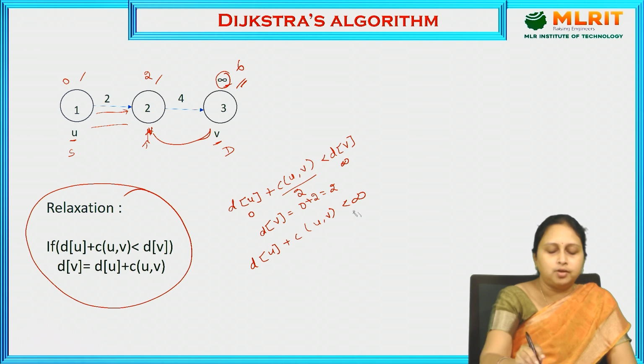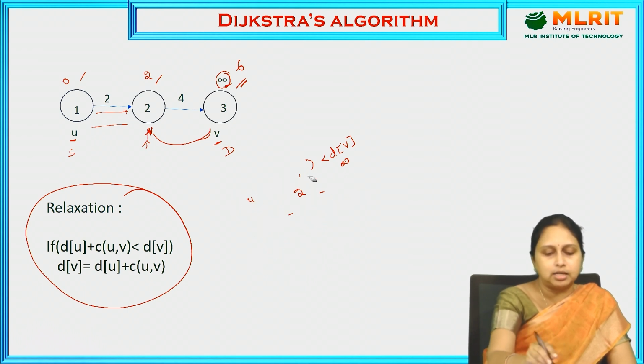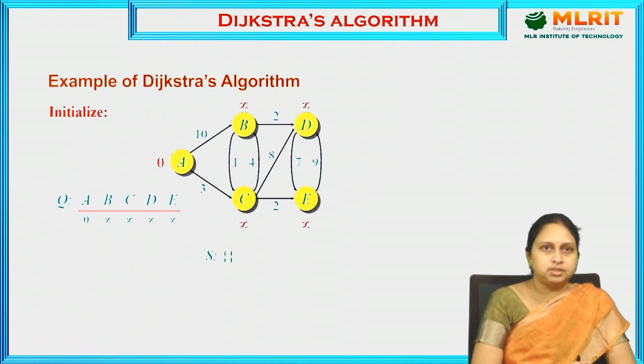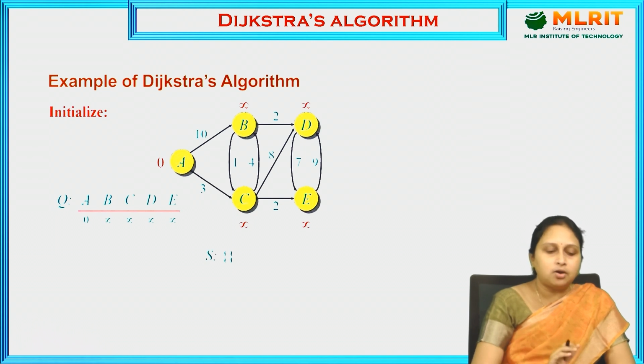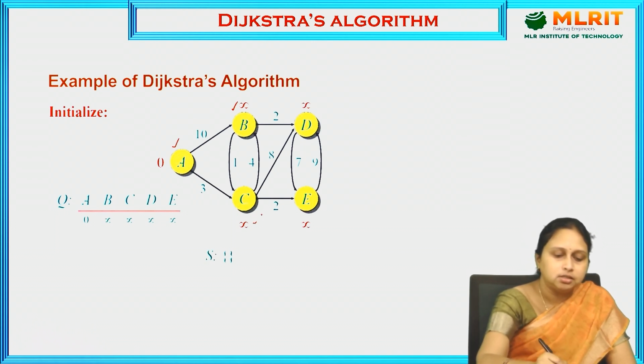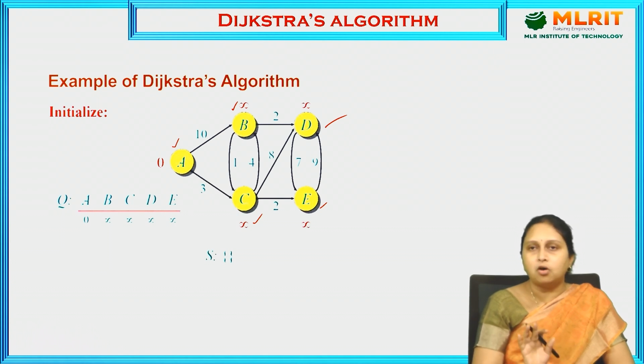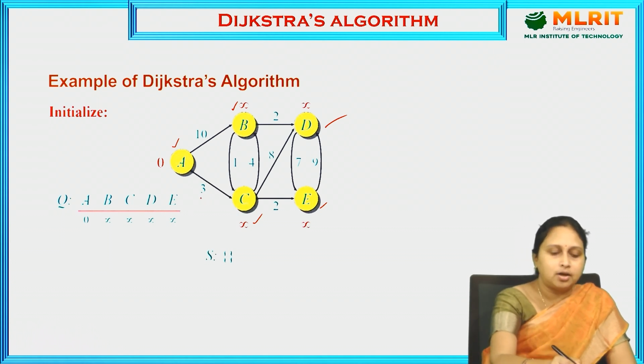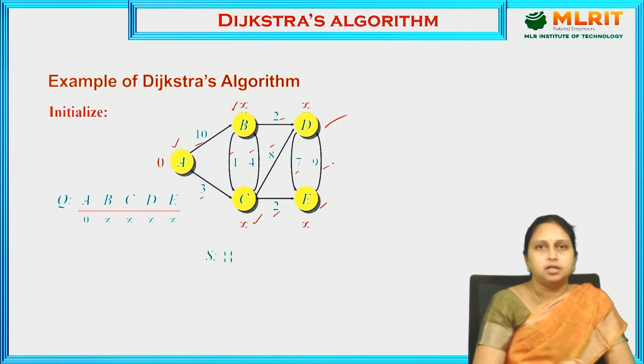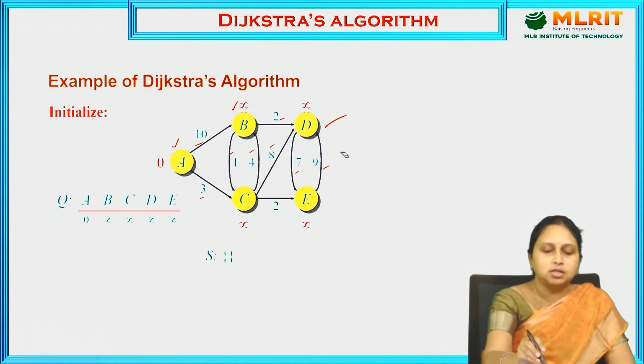Okay. Now, we'll solve one example based on Dijkstra's algorithm. Let us see how this is going to work. The same relaxation method we are going to use here. Let us consider this graph. How many vertices do we have? We have A, B, C, D and E. Here all the edges are weighted, and all are positive values. You can see here you have 3, 10, 2, 1, 4, 8, 2, 7 and 9. These are all the weights given for this graph.